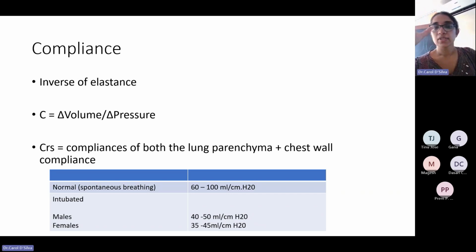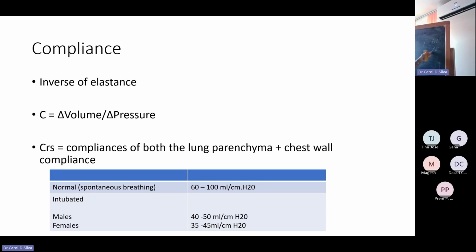Compliance, like I said, is the inverse of elastance, the ease at which you can distend something. So if something is more stiff, you will need more pressure to give the same amount of volume. It makes sense, right? So basically, change in volume by change in pressure is the formula.